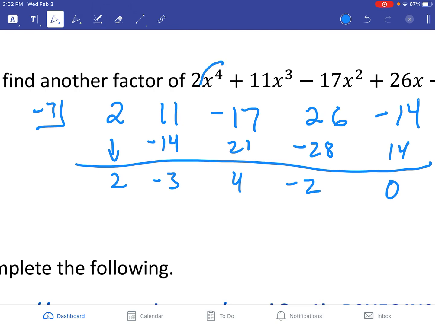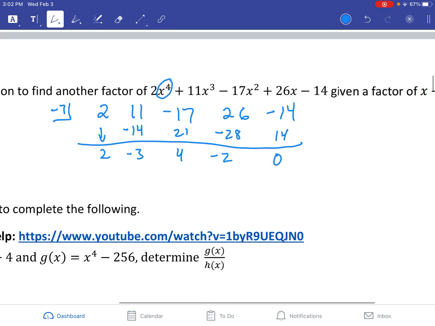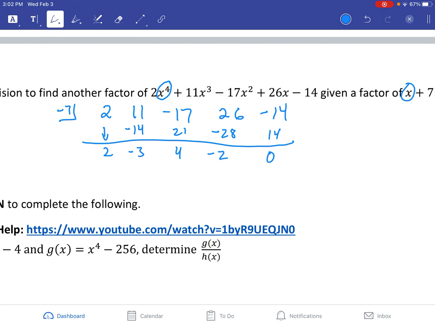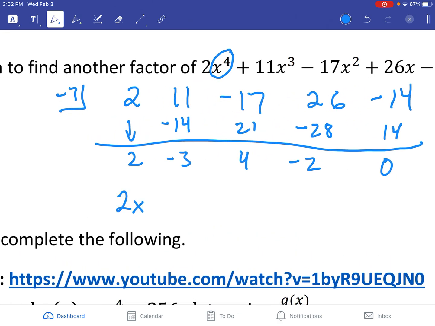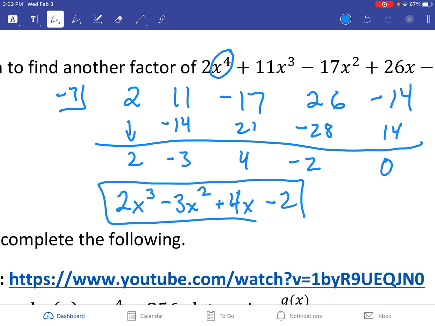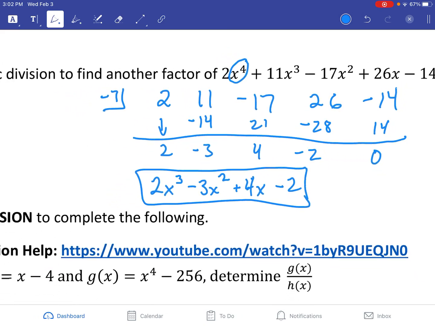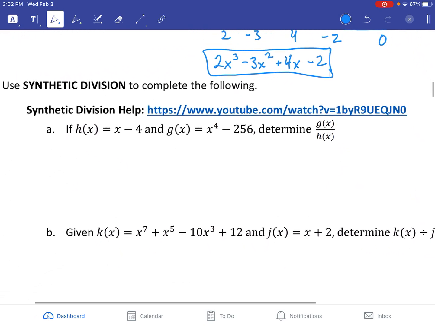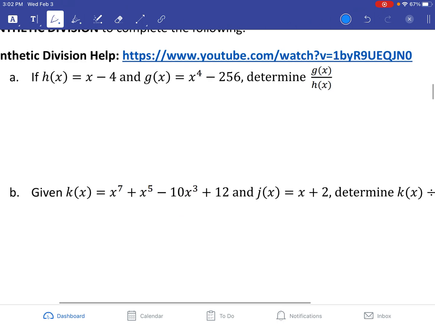So we started with x to the fourth. We divided by an x. Where did it go? Over here. Which means we have 2x cubed minus 3x squared plus 4x minus 2. That is the other factor that we just found using synthetic division. All right. We might not have seen this terminology over here on the right-hand side. All this is saying is you're dividing.